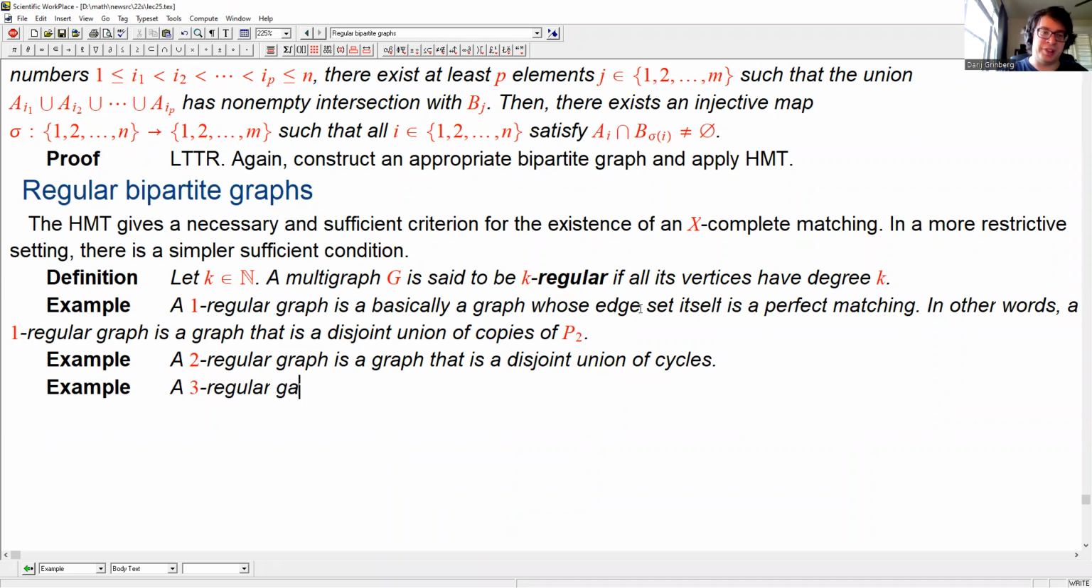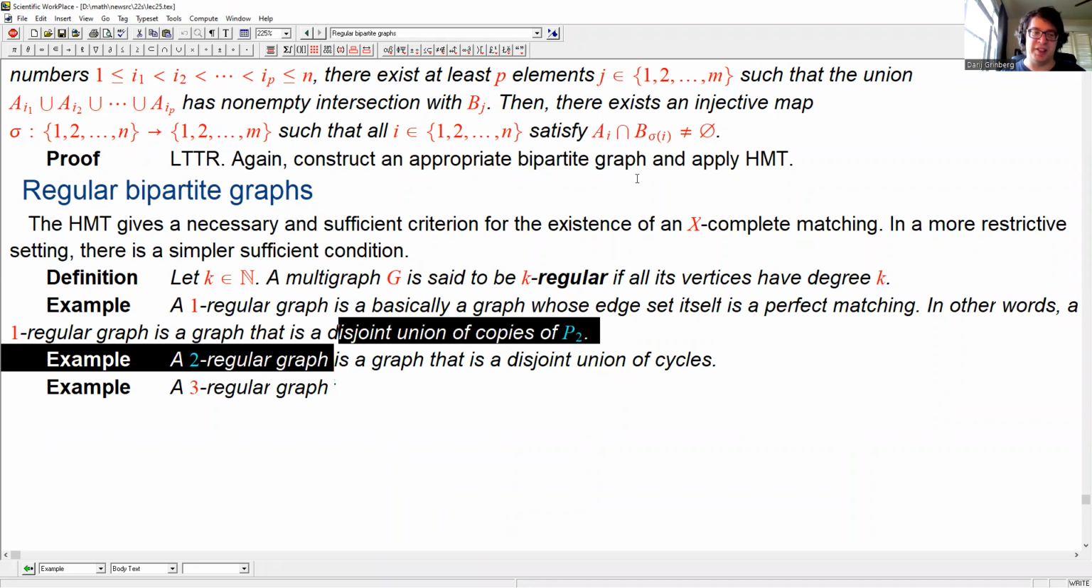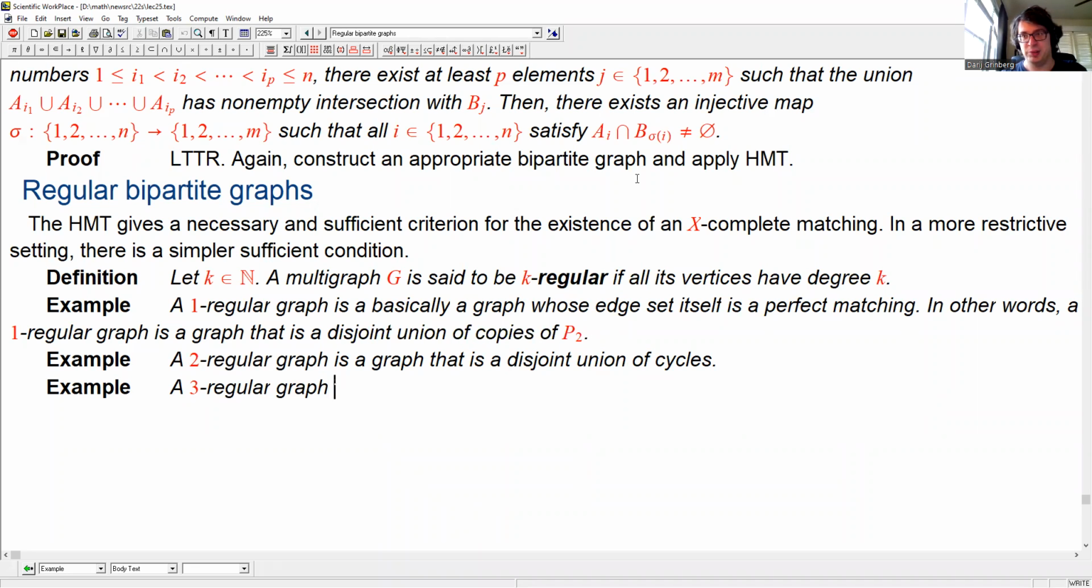What about 3-regular graphs? Well, here all hell breaks loose. You can characterize 1-regular graphs, you can characterize 2-regular graphs, but there is no good way to characterize 3-regular graphs. All you can do is give them a new name. So the 3-regular graphs are known as cubic graphs or trivalent graphs.